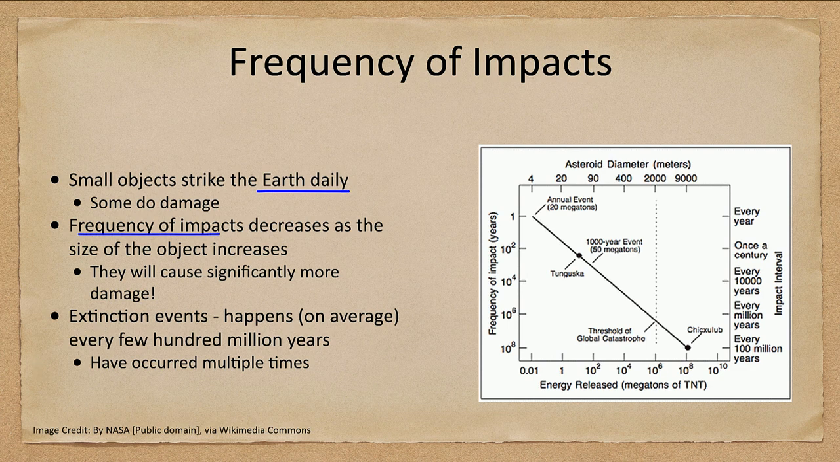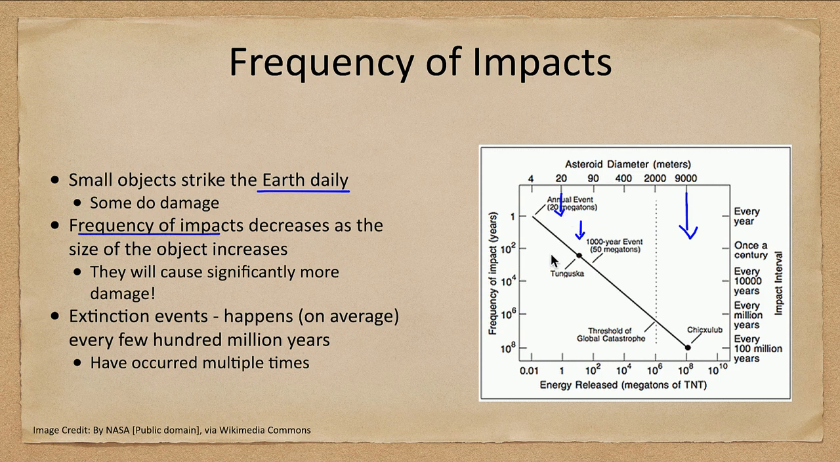That's fortunate for us. We get hit a lot by very small objects and not very much by the very large objects. So looking at the diameter here, we're going up to an extinction level event. We're looking at something that is 9 kilometers. That's like the one that caused the extinction of the dinosaurs. Smaller events like Tunguska, we're probably in the 60 or 70 meter range. So a little bit bigger than Chelyabinsk, which was considered to be about 20 meters.